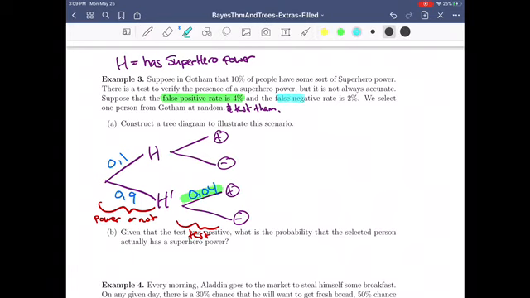Okay, so that's this spot here, so that means that this is going to be 0.04. Okay, the false negative is that it's negative but false. So that means that they were a superhero, but they got a negative test result. So that's going to be 0.02. And then we can fill in these other ones because they have to add to 1 with the other. Okay, so there's our tree diagram.